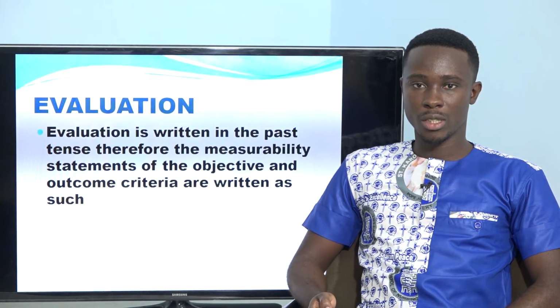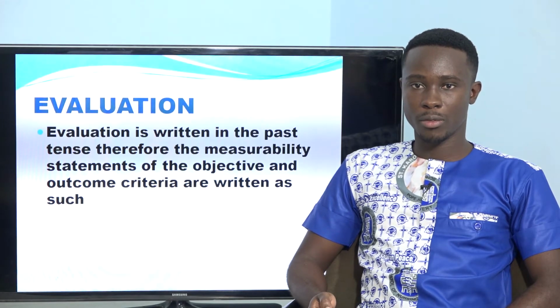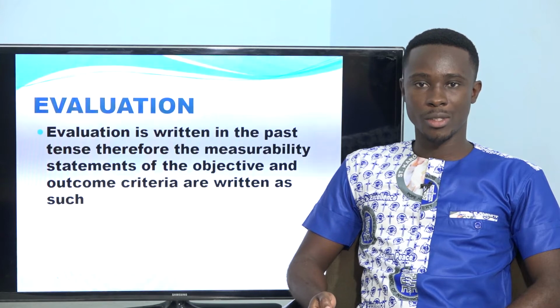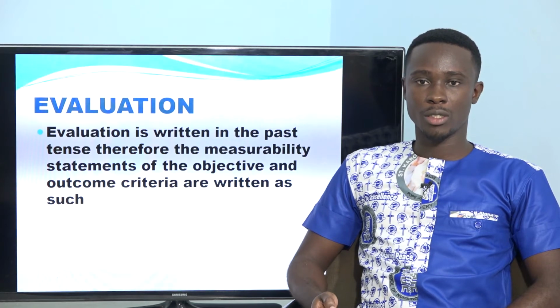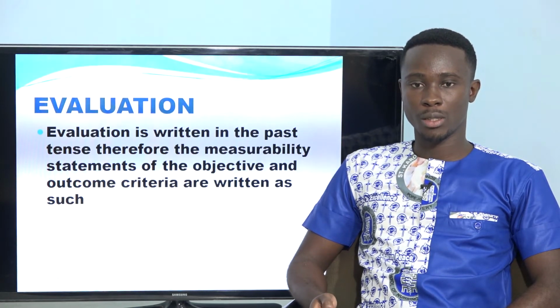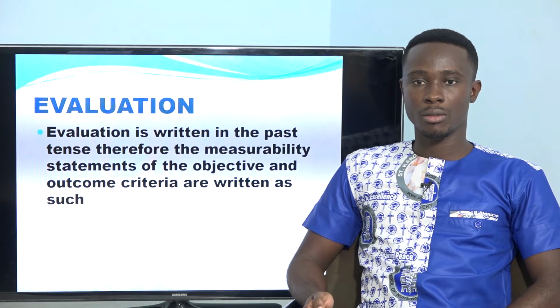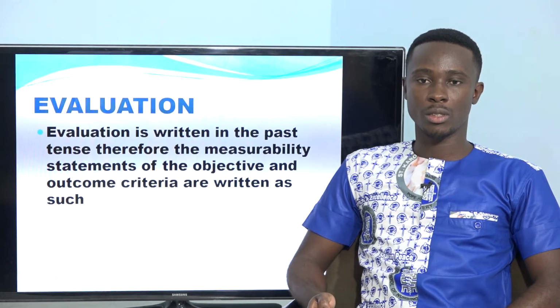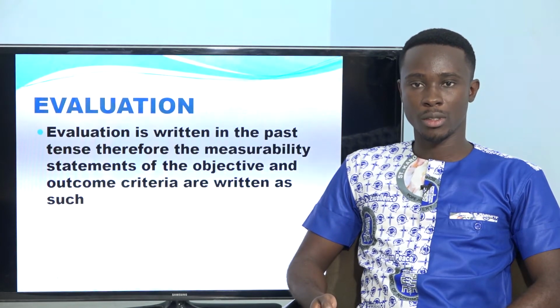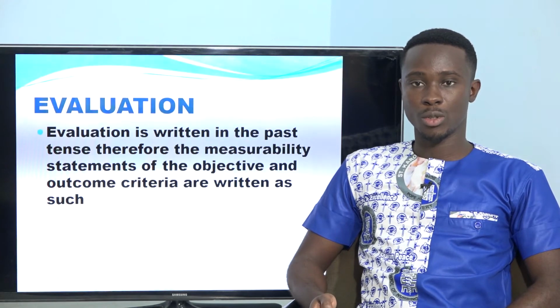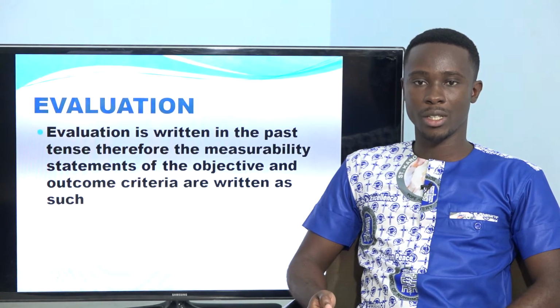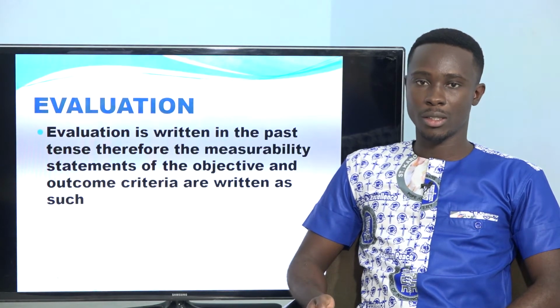Then evaluation is written in the past tense. Therefore, the measurability statements of the objectives and outcome criteria are written as such. So when writing the evaluation, let's say you have an objective that the patient's pain will subside within 5 days as evidenced by the patient verbalizing reduction of pain. Then in evaluating, you say goal fully met as patient verbalized a reduction in his pain. Then it's in the past tense.